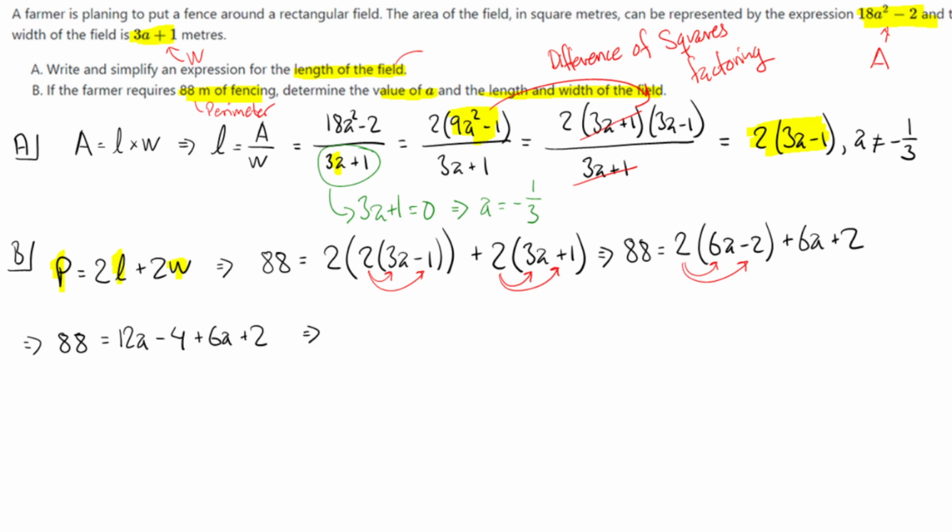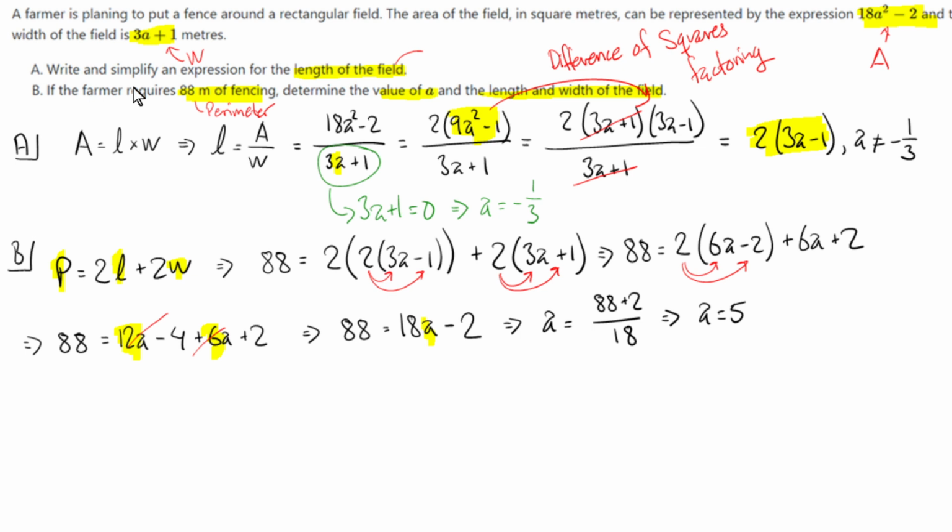We can combine some like terms. We have 12a plus 6a, that's 18a. And then we have negative 4 plus 2, that's negative 2. And now we want to solve this for a. So we want to isolate a. So we add 2 to both sides and divide by 18. That's going to leave us with a equals 88 plus 2 divided by 18. And this here is equal to 5.